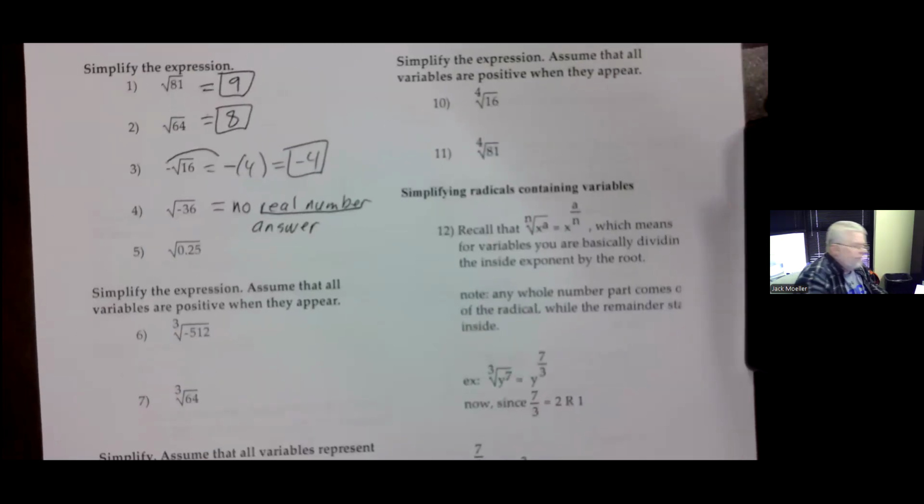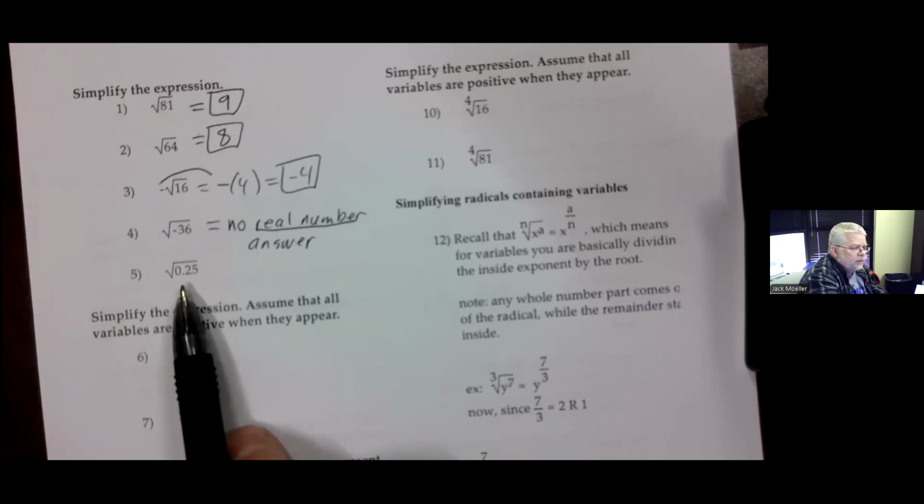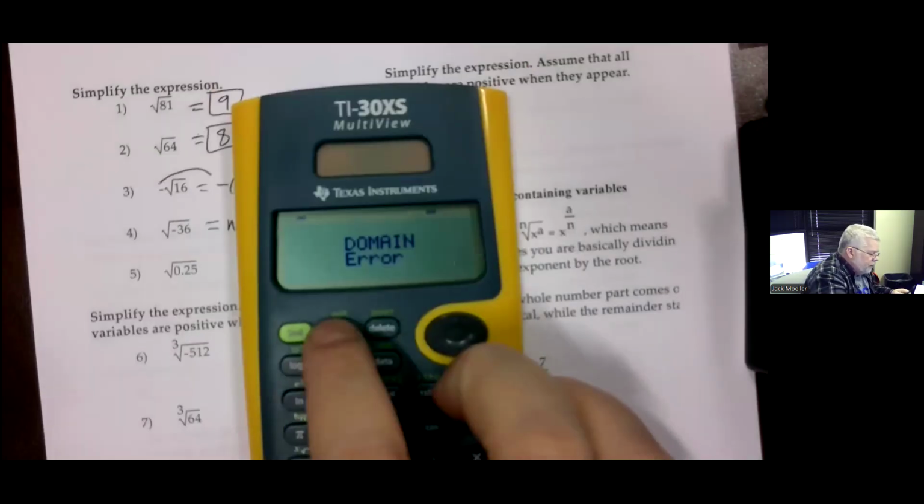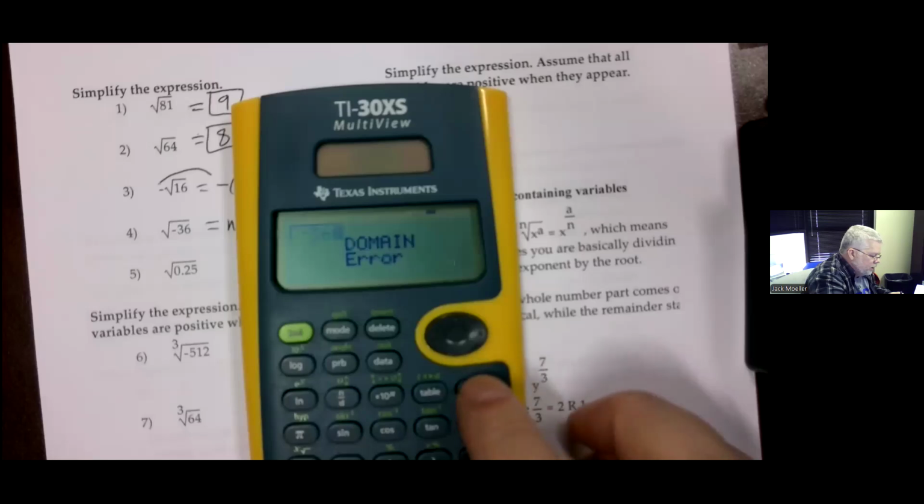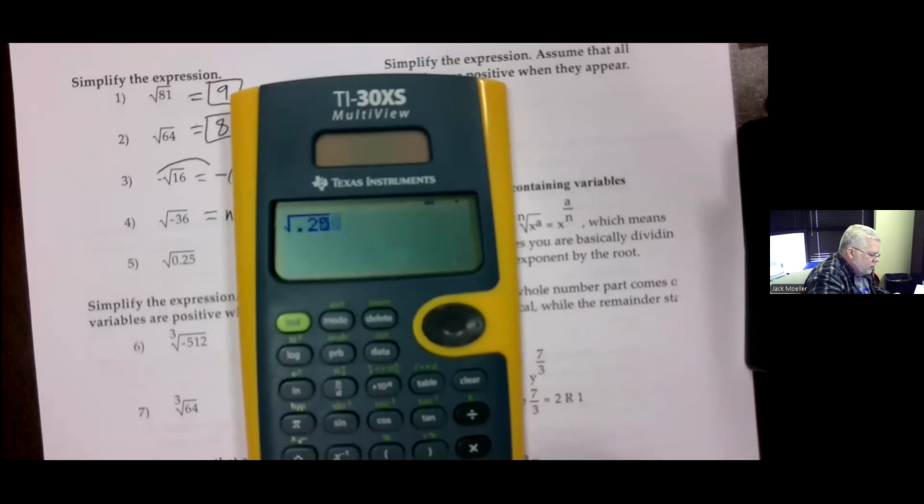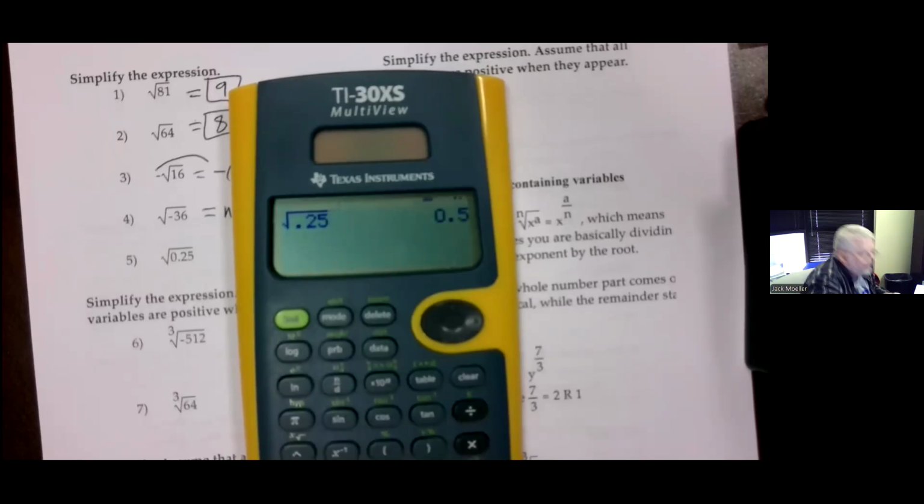Now, we don't do this often. This might be something more like you see in a science class, but square root of 0.25. Okay. Nice thing about this is it's a clear English calculator for things like this. So that's 0.5.